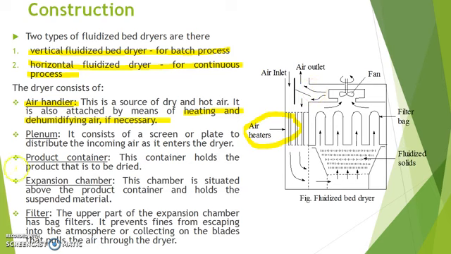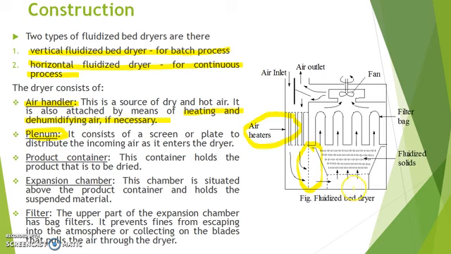Next part is the plenum. It consists of a screen or plate to distribute the incoming air as it enters the dryer. So this portion is called the plenum.